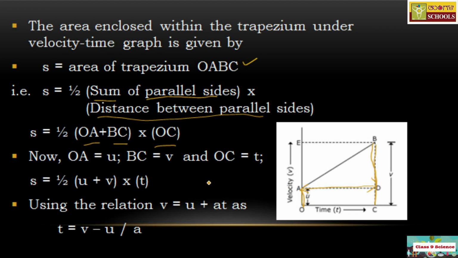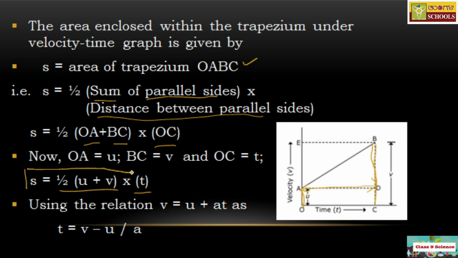And you already knew that OA is equal to u, BC is v, which is already known, and OC is equal to time t. So substitute all these values. What are you getting in the end? You are getting S is equal to half u plus v into time t. So you are getting this kind of relation.